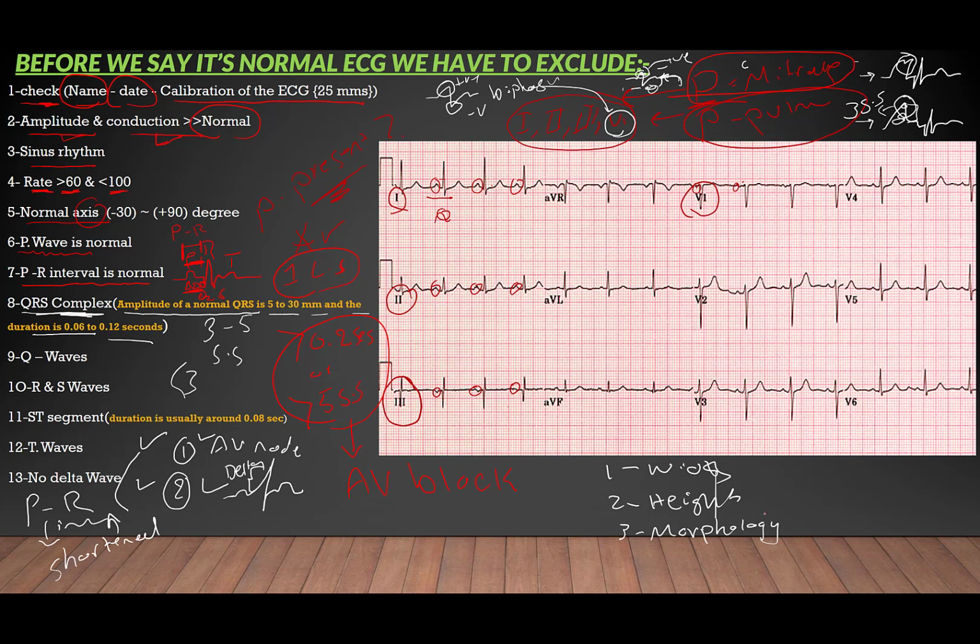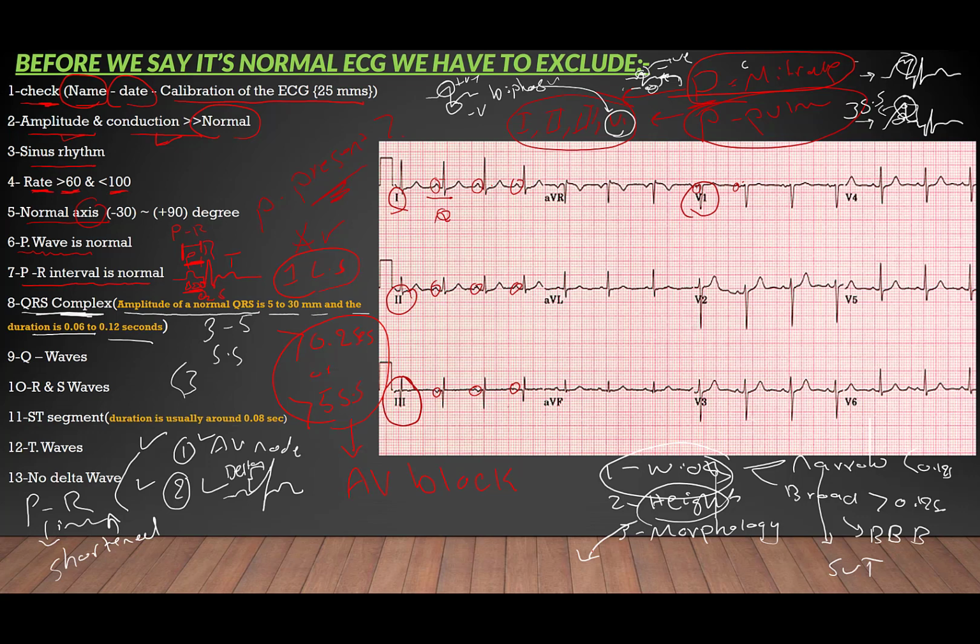Okay, about the width, as you know, that can be described as narrow, which means less than 0.12 second, or broad, more than 0.12 second. Broad occurs in bundle branch block, while narrow occurs in SVT, for example. Okay, this is about the width.